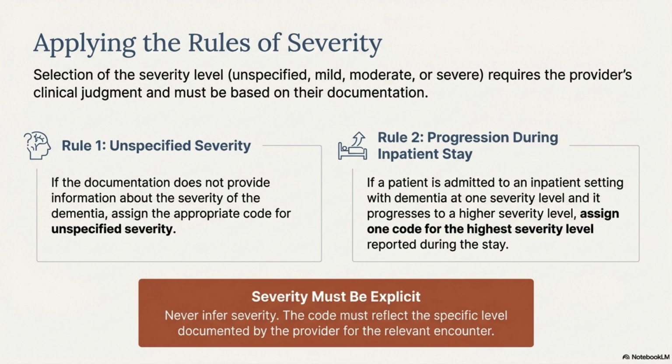But if the patient's dementia progresses during an inpatient stay, you assign one code, and it should reflect the highest severity level documented during that stay. Never infer severity. Always code exactly what the provider states.